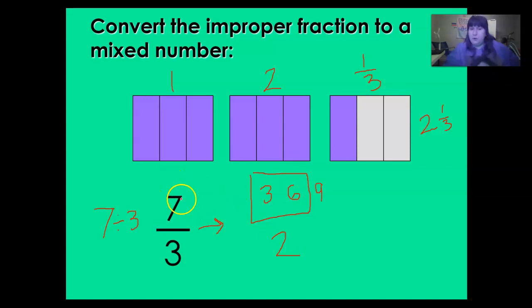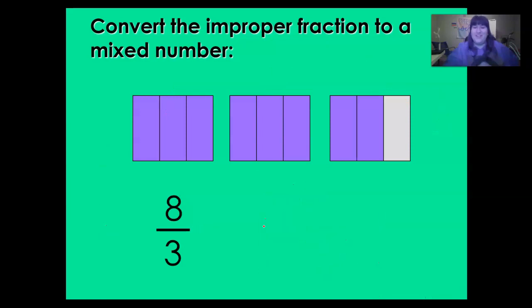But my numerator is 7, and that only got me to 6. So what's my leftover to get from 6 to 7? I have 1 left over. There's my numerator, and my denominator stays the same. 7/3 equals 2 1/3. All right, let's do another.